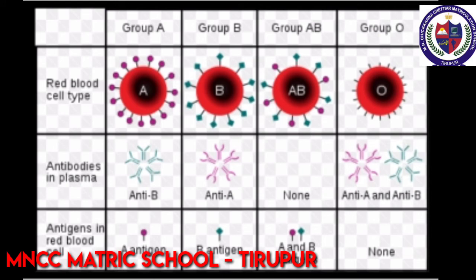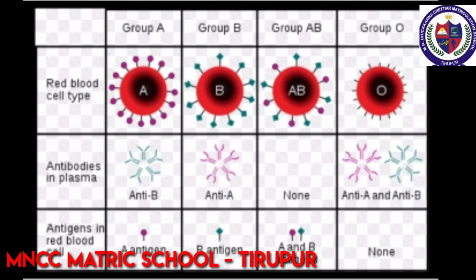Blood groups. The concept of blood grouping was developed by Karl Landsteiner. He identified blood groups A, B, and O. AB blood group was recognized by De Castello and Sturli.